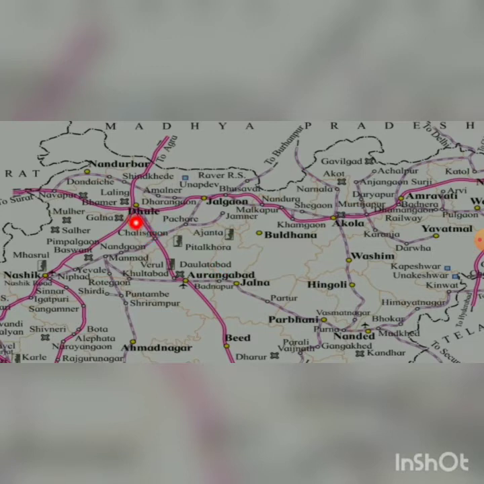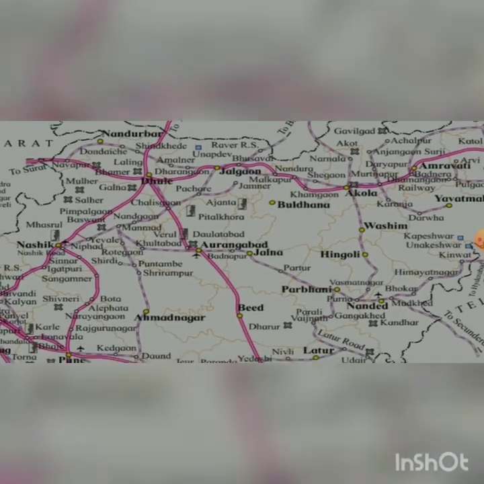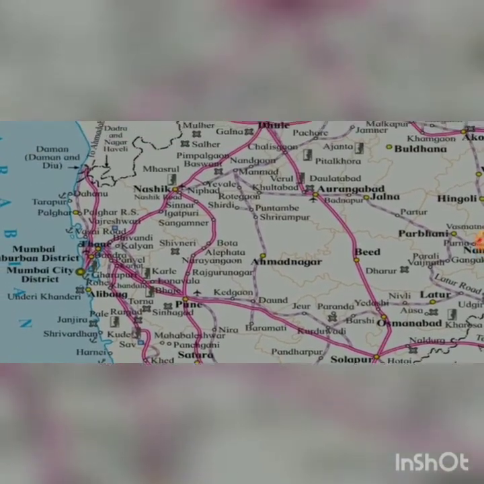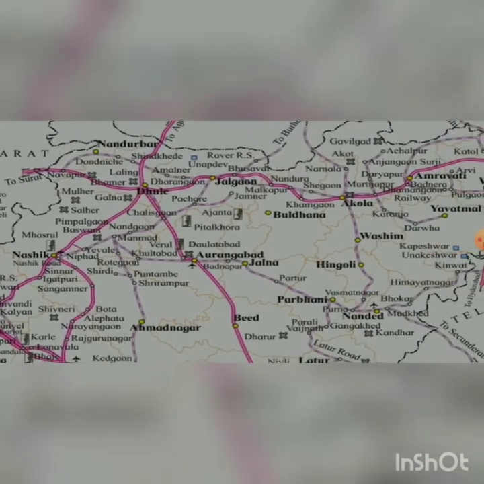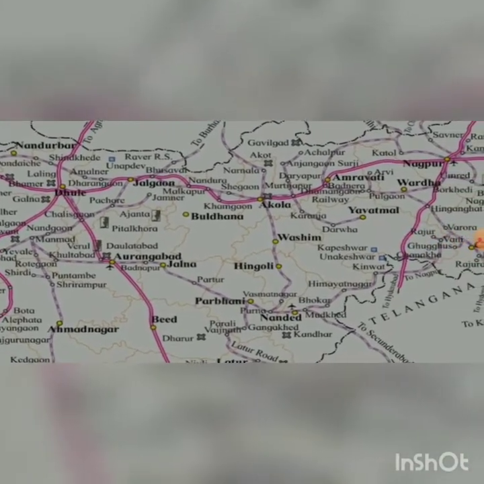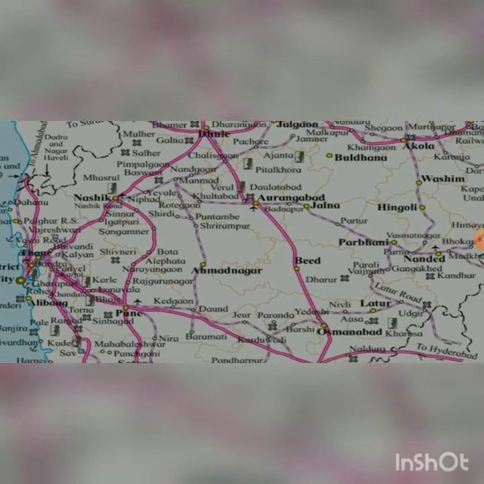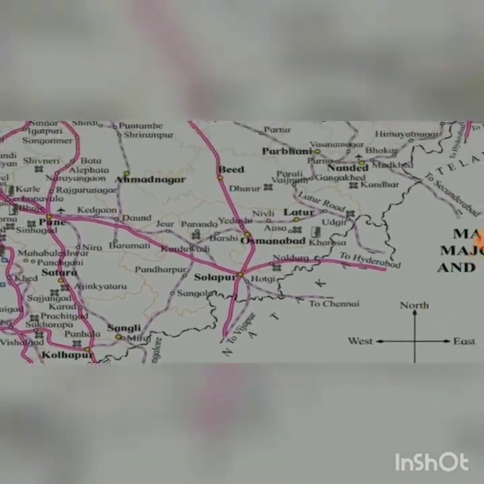You can see it is meeting at a point. Okay. Now you can see the light pink lines. These are the railway lines. Now national highway and the railway lines are spread all over Maharashtra. Every district is connected with the highway and the railway. So you can reach any corner of Maharashtra through the highway or the railway.